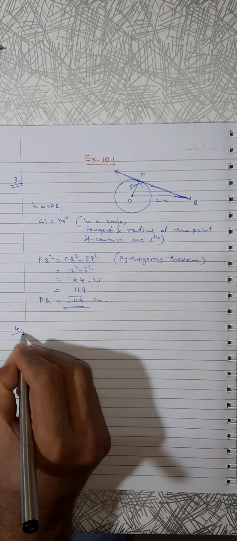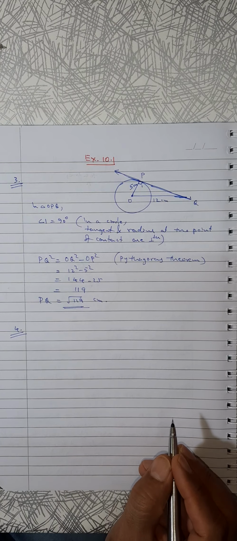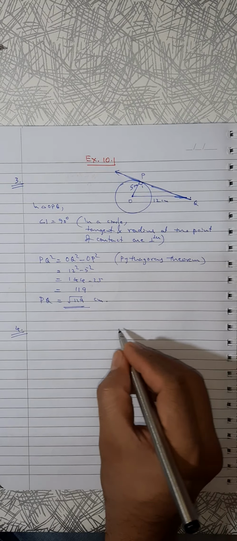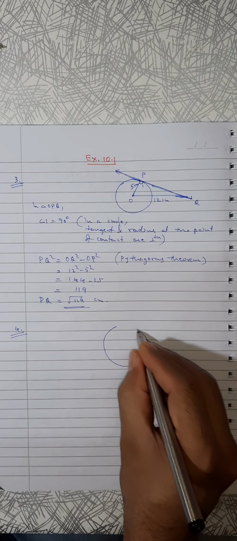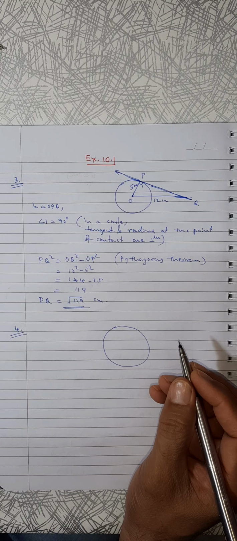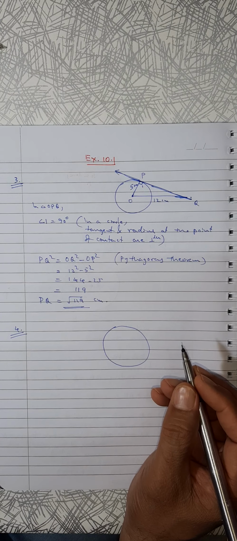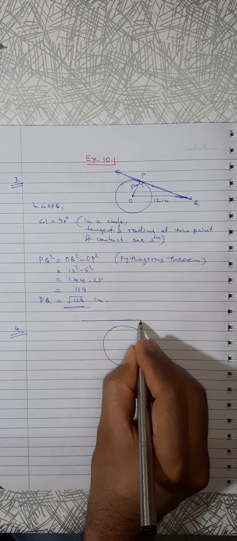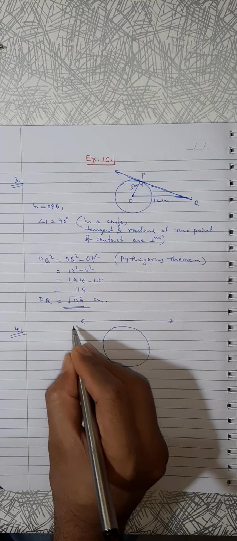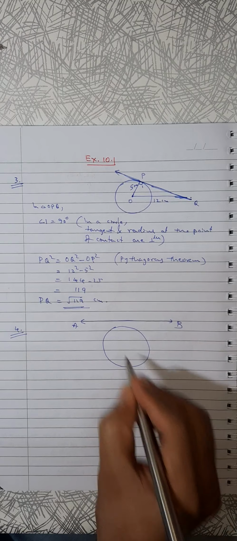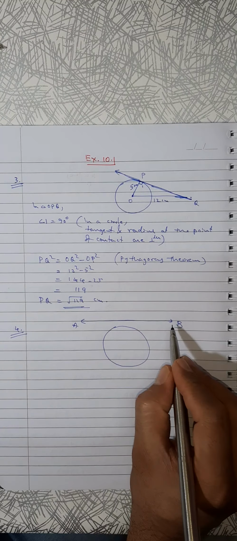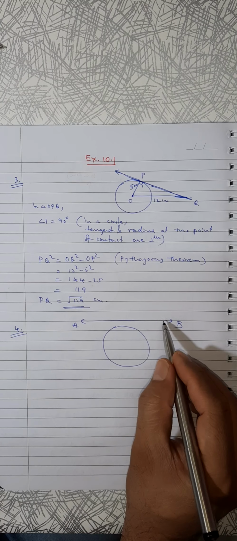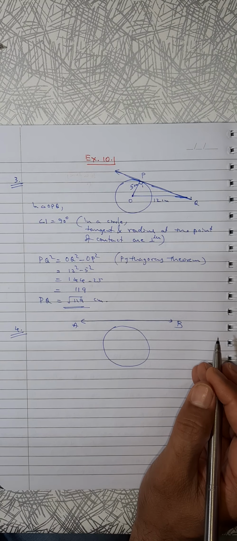Question number 4. Draw a circle and two lines parallel to a given line. That means a line is already given. AB is already given and one circle is also there. Only one line is given and the question is to draw a circle and two lines parallel to the given line AB, so that one is a tangent.